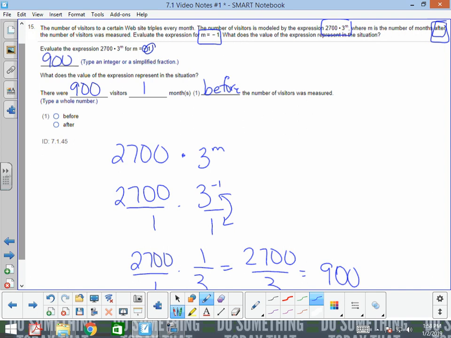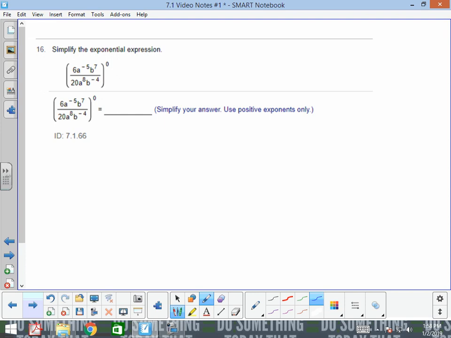All right, last one. Remember what I said earlier, anything to the 0 power is 1. So whatever is inside the parentheses, it doesn't matter what it is. It can be a cow. If it's to the 0 power, then that's just 1. Okay, so that answer is just 1.